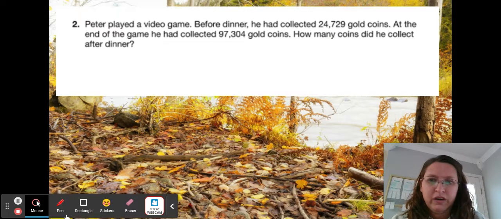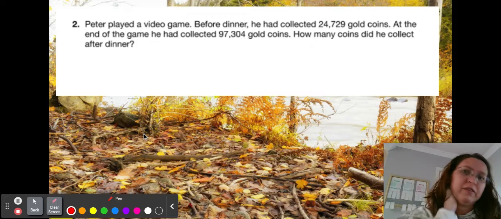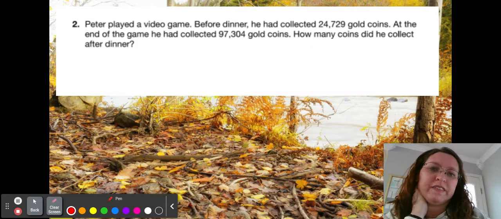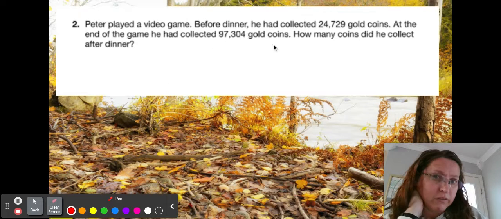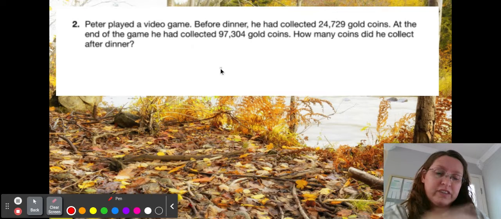Let's do one more example. We actually have two more. Right here, Peter played a video game. Before dinner, he had collected 24,729 gold coins. At the end of the game, he had collected 97,304. How many coins did he collect after dinner?